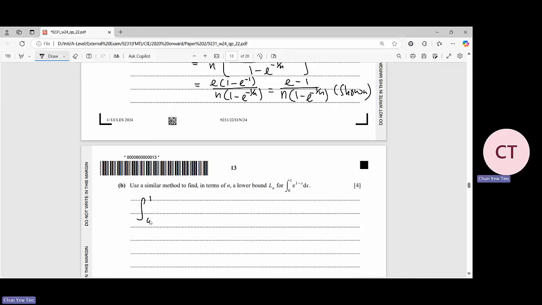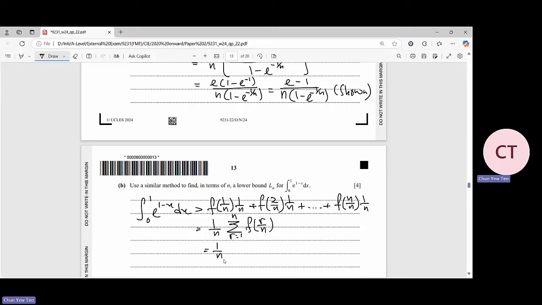Since this is the lower bound, your actual area will be higher than f(1 over n) multiplied by 1 over n plus f(2 over n) multiplied by 1 over n, continue until f(n over n) multiplied by 1 over n. Very similar, you just need to factorize it out. This one will become r over n, with r starting from 1 until n. It will be the same as 1 over n times the sum of e to the power of 1 minus r over n.